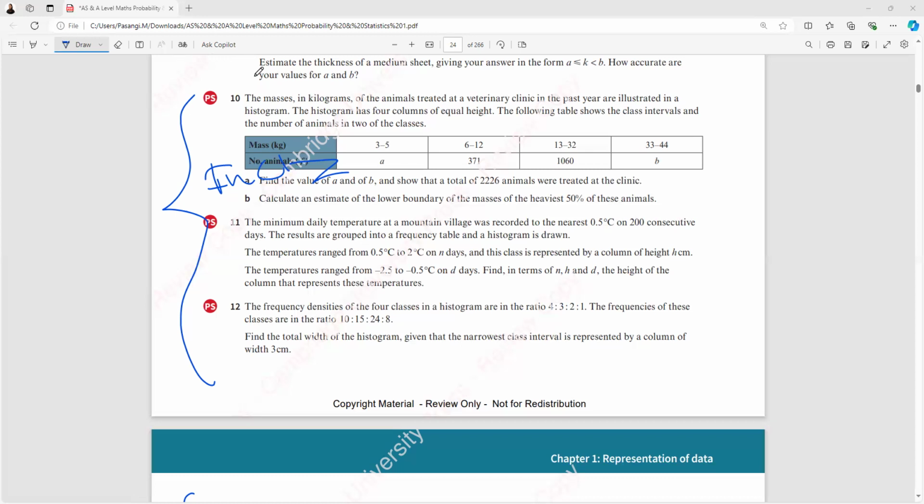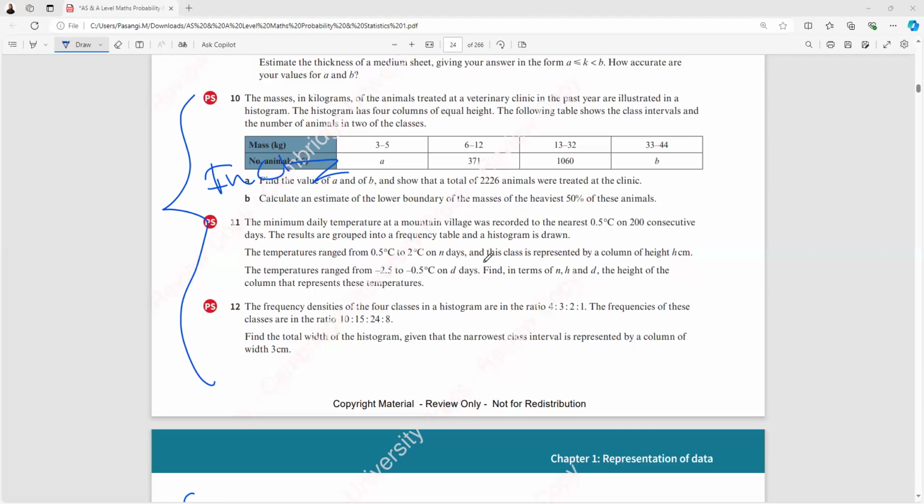The masses in kilograms of the animals treated at a veterinary clinic in the past year are illustrated in a histogram. The histogram has four columns of equal heights. The following table shows the class intervals and the number of animals. Find the values of A, B, and C.